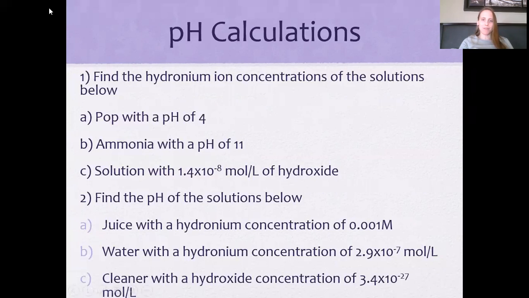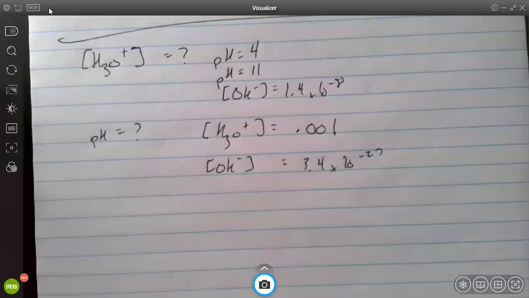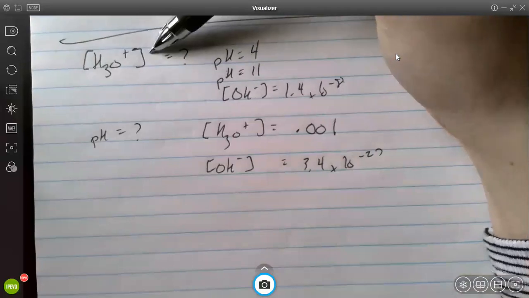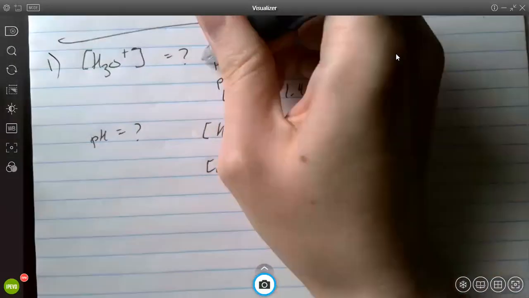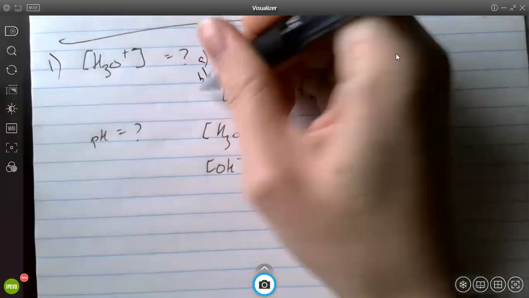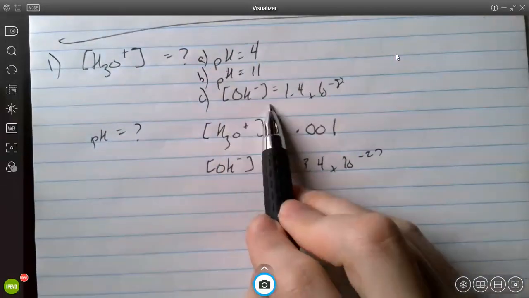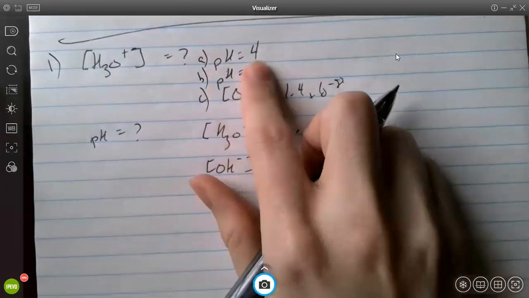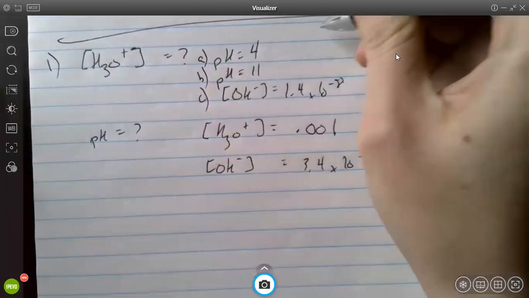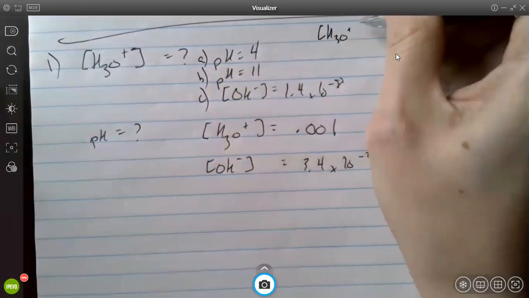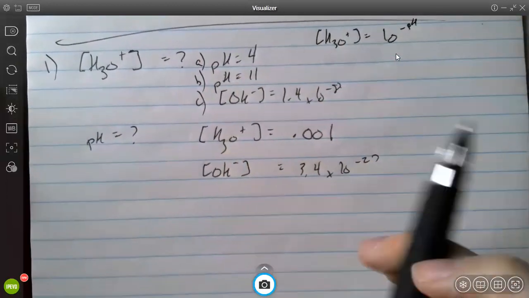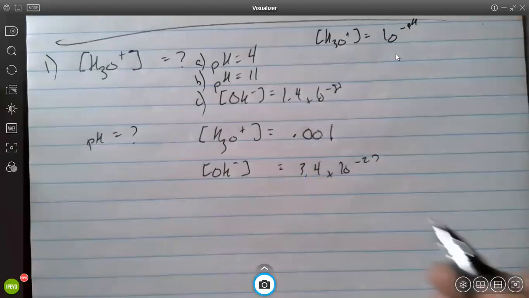Okay, so now that we've looked at all of those formulas, let's try some practice questions. The first question asks, what is the concentration of hydronium ions if A, the pH is 4, B, the pH is 11, or C, if the concentration of hydroxide ions is that? So we're going to be using our formula: the concentration of hydronium ions is 10 to the power of negative pH to solve these first two.